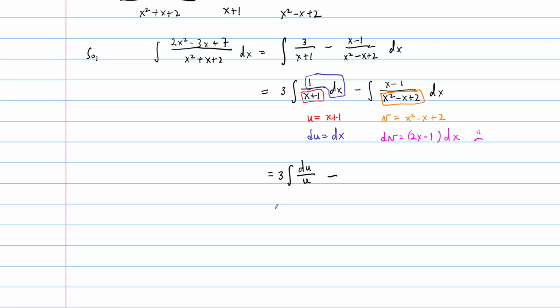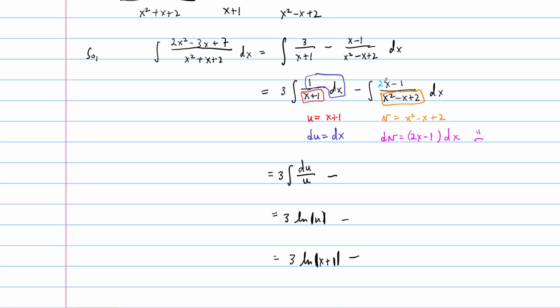So let's first write down the answer to this one. This one's going to be 3 times the natural log of u, but u is x plus 1, right? So this part is 3 times the natural log of the absolute value of x plus 1. All right. And so the question is then, how are we going to deal with this one? So we need to do a couple things. We need to get a 2x here for our dx, because we would really like to make this a log if possible, right?